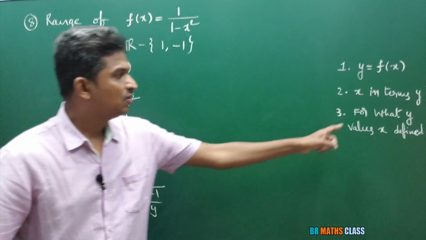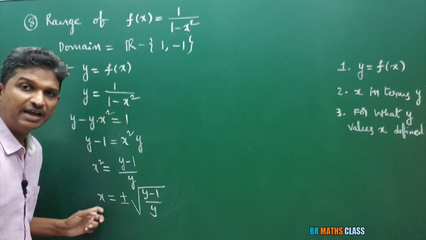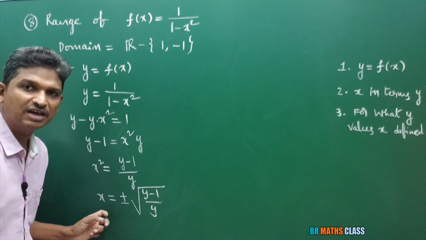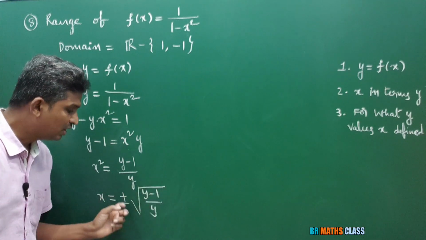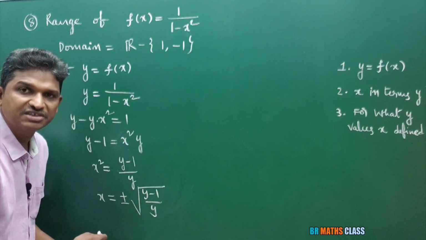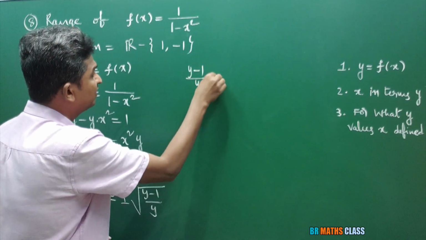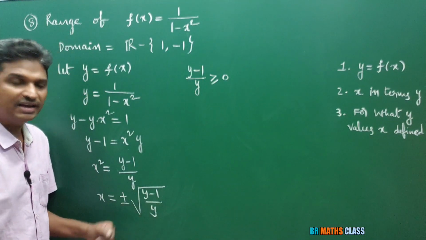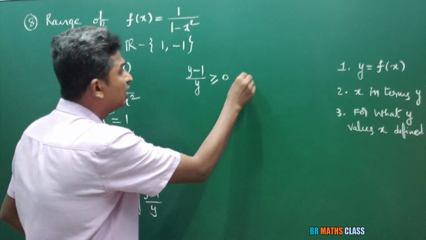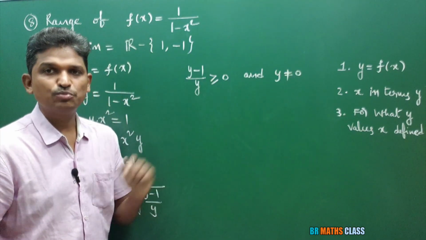The third step is: for what values of y is x defined? That means I am trying to find the domain of this. For what values of y is this defined? This is nothing but x. Now I need to calculate the domain of this part. As this expression is under the root, whatever expression is there under the root must be greater than or equal to 0. So y minus 1 divided by y will be greater than or equal to 0. It is in the form of f of x by g of x, so the denominator cannot be equal to 0, and y cannot be equal to 0. Now you need to find the y values which satisfy both the conditions.